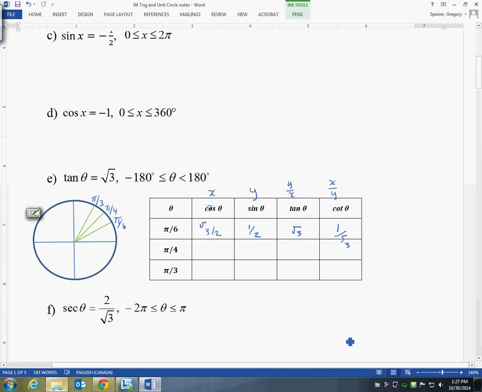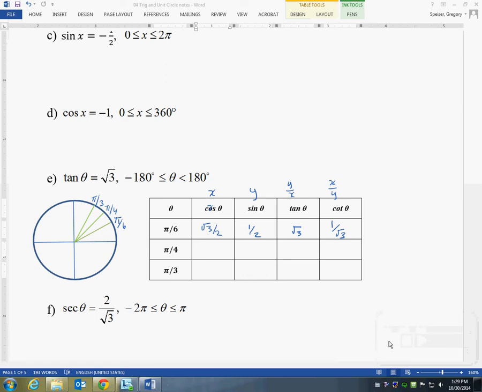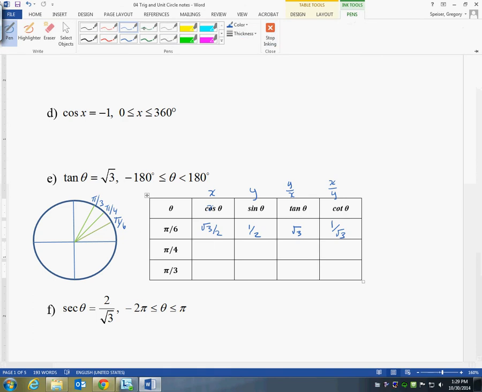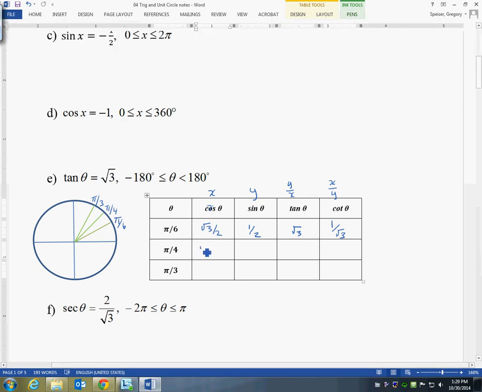Let me just pause here for a second. Okay, I'm back. I just did some adjusting. So for pi over 4, that's this spot over here. This is where we have our root 2 over 2, and the y is the same, root 2 over 2. And so our tan will be 1. Our cotan, which is the reciprocal of that, is also 1.